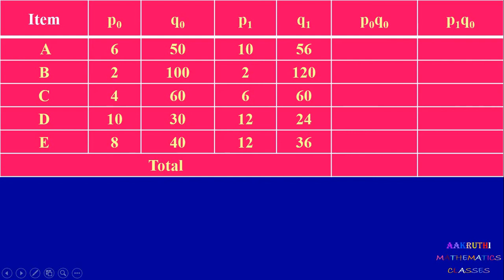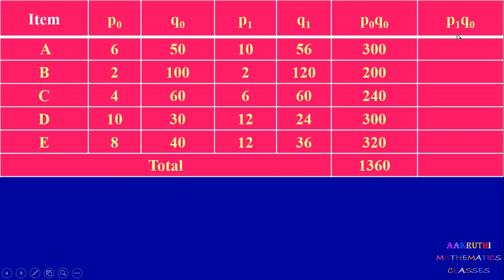So we form a table like this, that is P0, Q0, P1, Q1, and we have to calculate ΣP0Q0 and ΣP1Q0. In Laspeyres price index number, only base year quantities are used. We multiply P0 and Q0: 6 into 50 is 300, 2 into 100 is 200, 4 into 60 is 240, 10 into 30 is 300, 8 into 40 is 320. Adding all this, we get ΣP0Q0 is 1360.